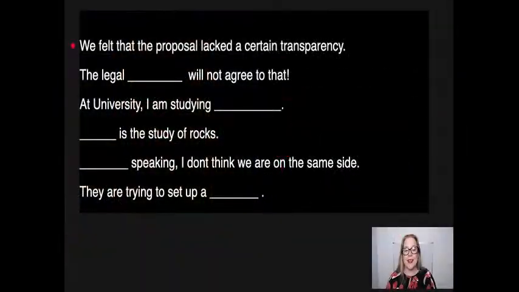So we use this little phrase: we felt that the proposal lacked a certain transparency. It's a very, very good sentence to be able to use. Learn that sentence. You'll be using that in lots of different ways in your life, I assure you.